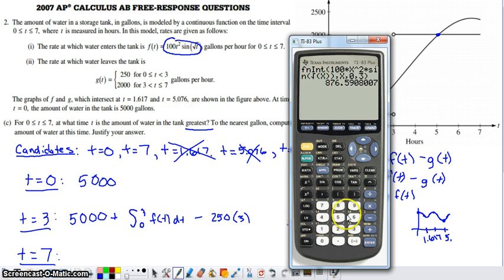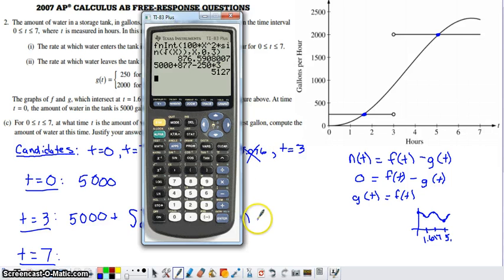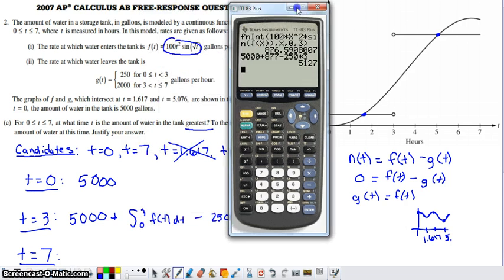So at t equals 3, we're going to have 5,000 plus 870. I'm going to round this answer to the nearest gallon. That's what it asks us to do here, so I'm going to round that to 877 gallons, but then minus 250 times 3, minus 750 gallons that leave over that time frame, and at t equals 3, we have approximately 5,127 gallons in the tank.